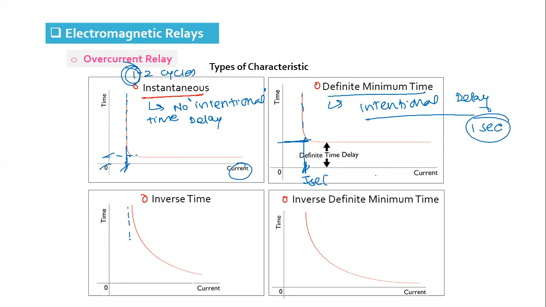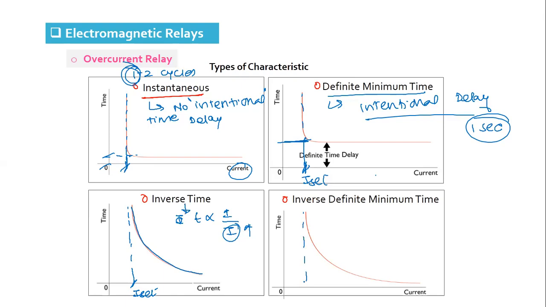The third type of relay is called the inverse time relay. When the current is more than the set value, the pickup value, the relay will operate, and the higher the current, the lower is the time of operation. So it has an inverse characteristic. Higher the current, lower will be the time of operation.